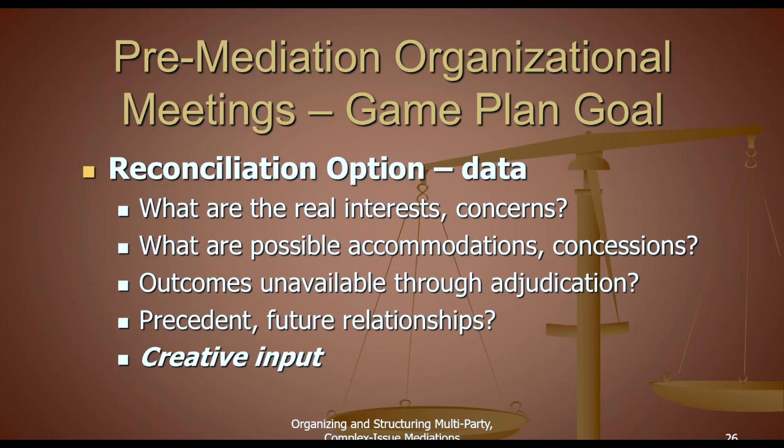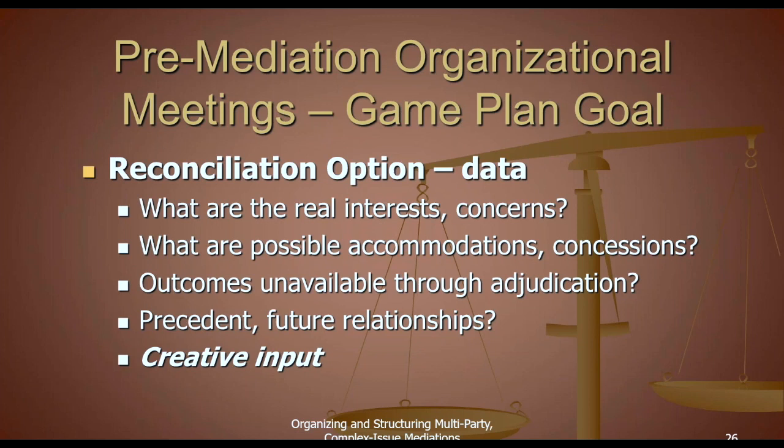In reconciliation, there will be a mutual accommodation of interests and concerns, and there will be an agreement that's usually reached through a give and take of positional negotiations. And one important function of the mediation process is to define the reconciliation option. What are the interests and concerns that need to be protected? What are the accommodations, the concessions that can be made to protect those interests and concerns? And what are the possible reconciliation outcomes that would be unavailable if the parties decide to adjudicate?